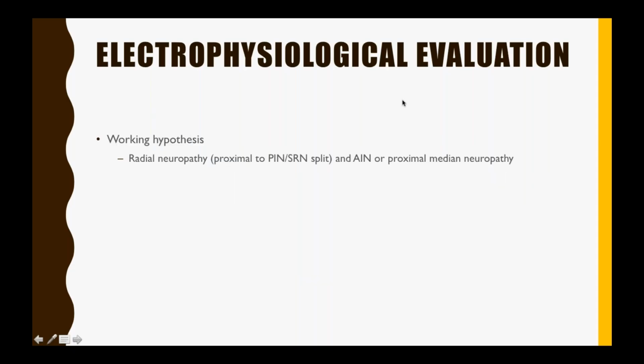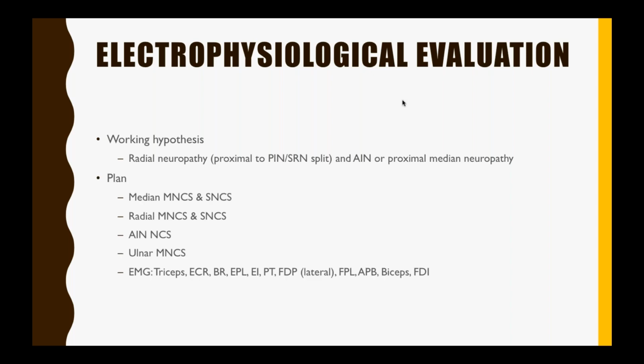Sorry. So obviously for the working hypothesis, we have to definitely consider radial neuropathy proximal to the posterior interosseous nerve and superficial radial nerve split, and an anterior interosseous nerve or proximal median neuropathy, because she may have two kinds of presentations going on. So the plan was to do an electrophysiologic study: median motor and sensory, radial motor and sensory, and the anterior interosseous nerve, which is a little bit more advanced study, but once you get the hang of it, it's not that hard to perform.